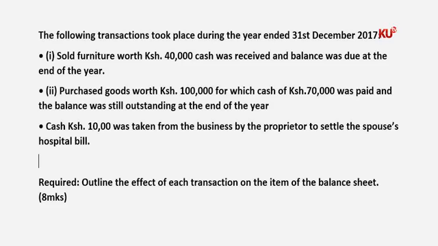And the third case was that cash of 10,000 was taken from the business by the proprietor to settle the spouse's hospital bill. You are required to outline the effects of each transaction on the items of the balance sheet, and that is 8 marks. So that is what we want to analyze in our lesson and see how we account for those transactions.